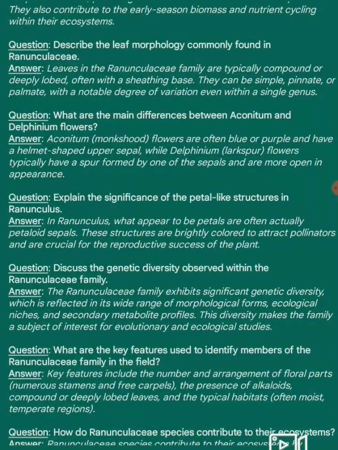Next question. What are the main differences between Aconitum and Delphinium flowers? Answer. Aconitum (monkshood) flowers are often blue or purple and have a helmet-shaped upper sepal, while Delphinium (larkspur) flowers typically have a spur formed by one of the sepals and are more open in appearance.